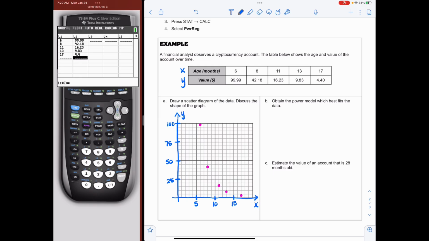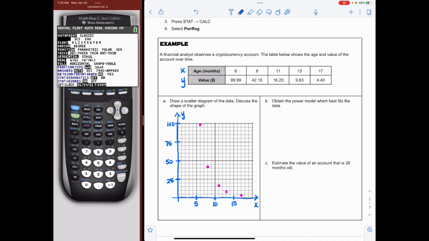All right, so once we do that, the first thing that I'm going to do before I find the equation is that I'm going to turn my stat diagnostics on by pressing mode. And I'm going to go down to stat diagnostics, and I'm going to turn it on. And the reason why I'm doing that is because I want to see how strong this relationship is, meaning that I need to see the value of R. So I'm going to go back to stat, go over to calc. Then I'm going to go to power regression, which is my function A here. I know my X values are in L1, the Y values are in L2. I go down to calculate.